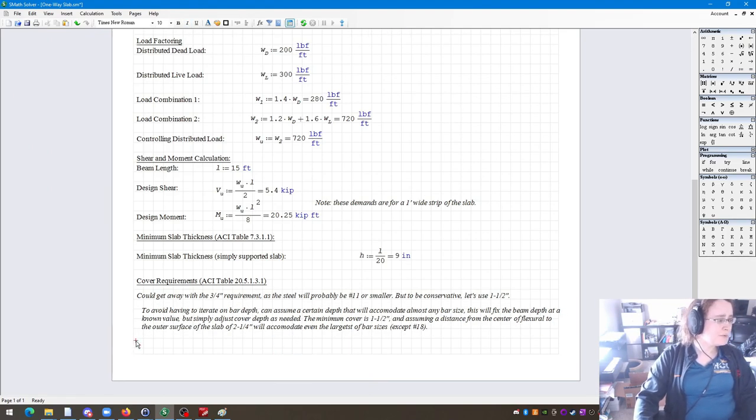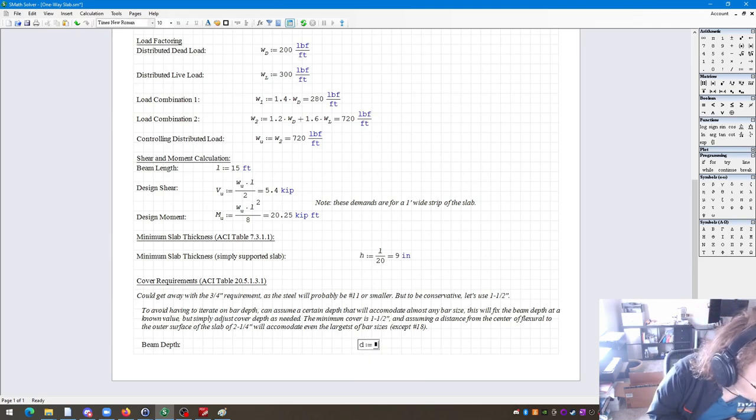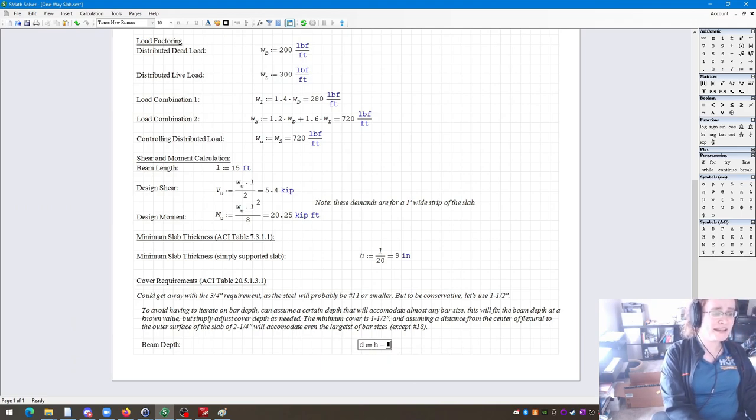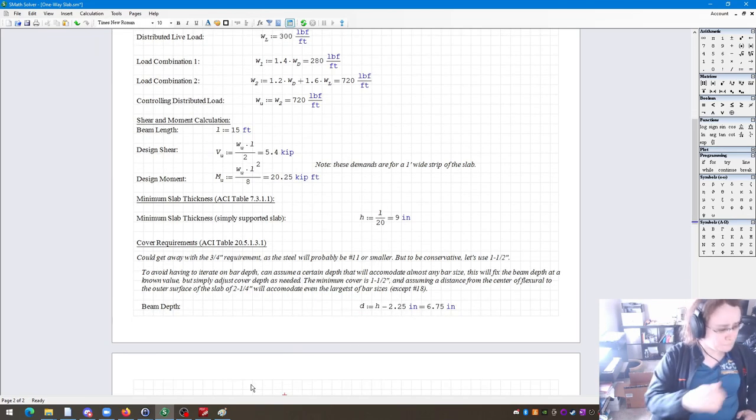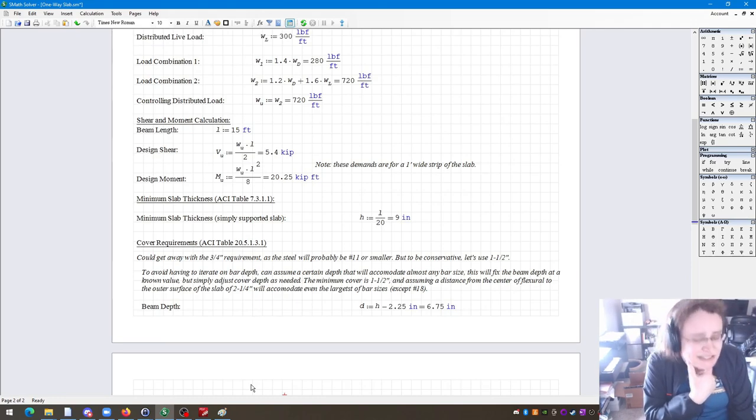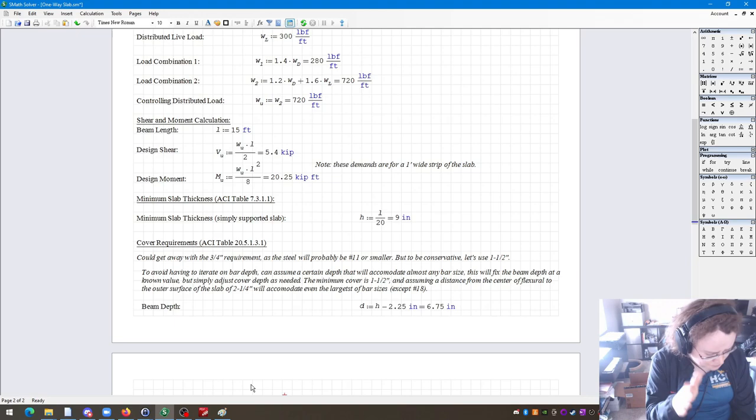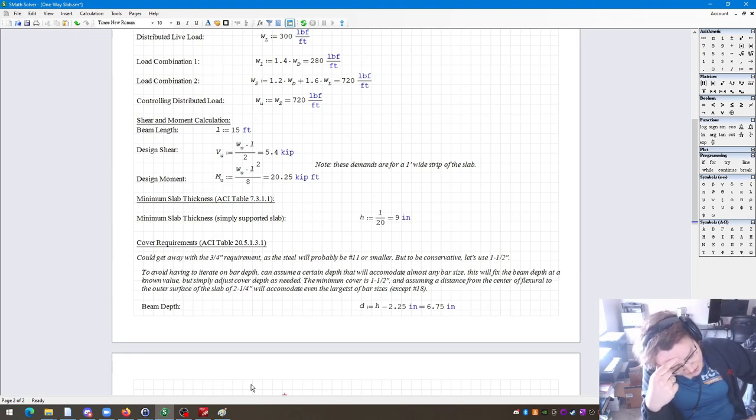Okay. So with that, we can then go and calculate our beam depth. Let's say d equals, let's see. Then we can say that our beam depth d will simply be h minus 2.25 inches. And that will then, of course, be simply 6.75 inches. Okay. I want to look at the shrinkage and temperature steel a bit later. But for now, I want to focus on our primary flexural steel first.